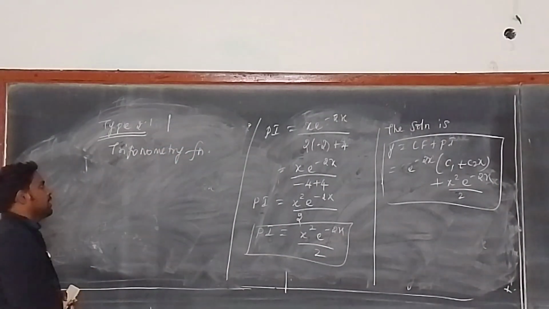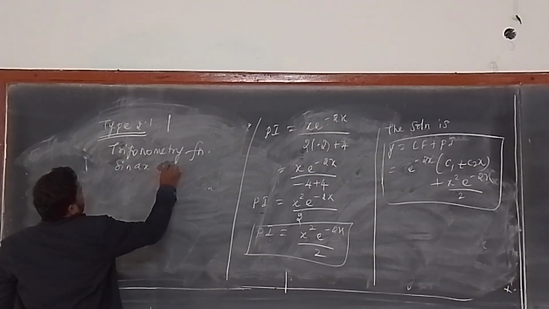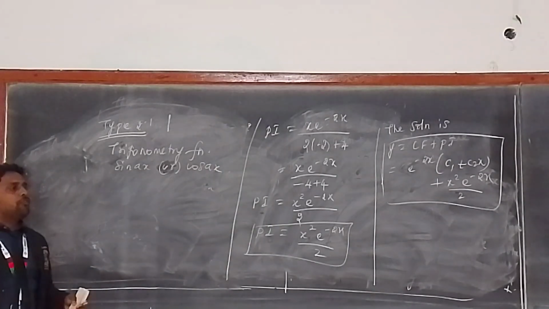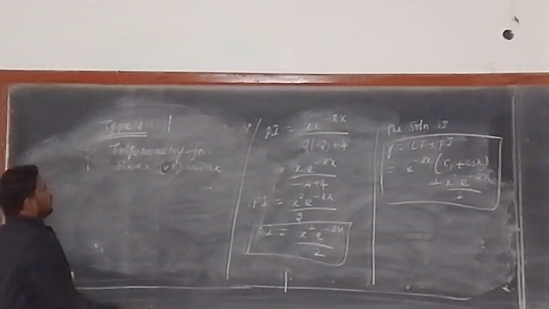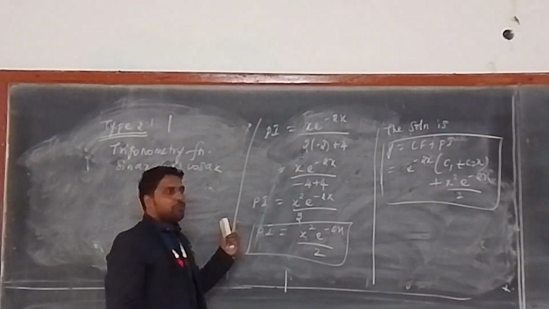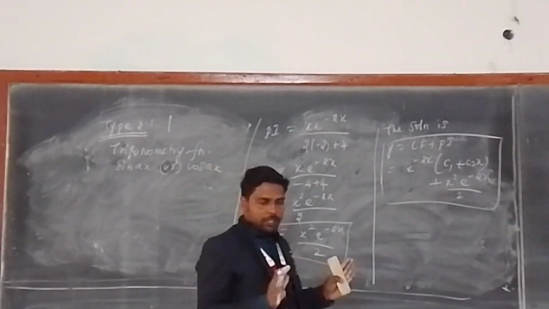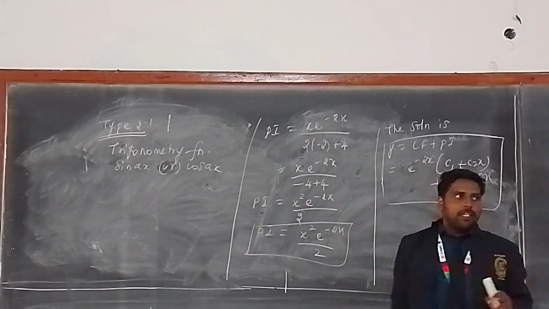The trigonometric function is sin ax or cos ax. So this is a form that is called type 2. First of all, there's a procedure to find the particular integral of type 2. The complementary function follows the same procedure as all types. Only the particular integral changes.